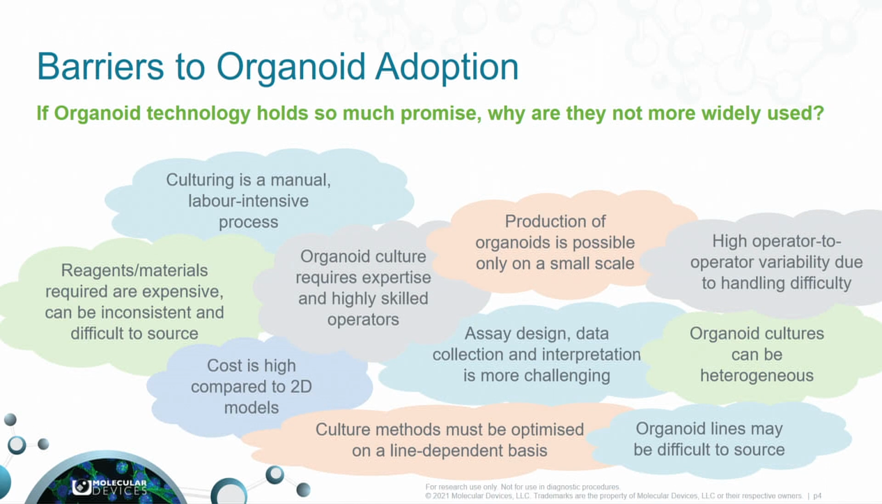So the types of things that we really hear at Molecular Devices is that organoid culture is too time-consuming, it's too laborious, the reagents are too expensive, the skill needed from operators is high, there's often a high amount of operator-to-operator variability because the culture process is so difficult, the cost is high, reproducibility is not as good as it would be in 2D, cultures can be heterogeneous, and then the downstream analysis of organoids is much more complicated and much more difficult to perform.